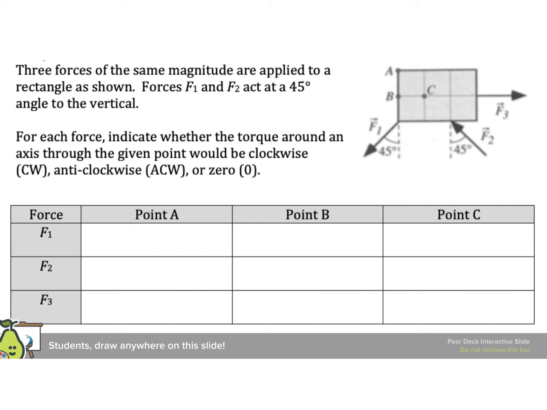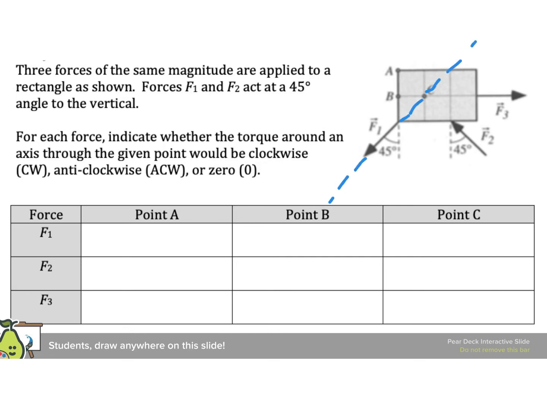All right, 3 forces of the same magnitude are applied to a rectangle as shown. Forces F1 and F2 act at a 45-degree angle to the vertical, and F3 is horizontal. For each force, indicate whether the torque around the axis through the given point would be clockwise, anti-clockwise, or 0, where anti-clockwise is a physicist's way of saying counterclockwise. For each of them, I think the easiest thing is to draw a moment arm. So we'll take point A first.